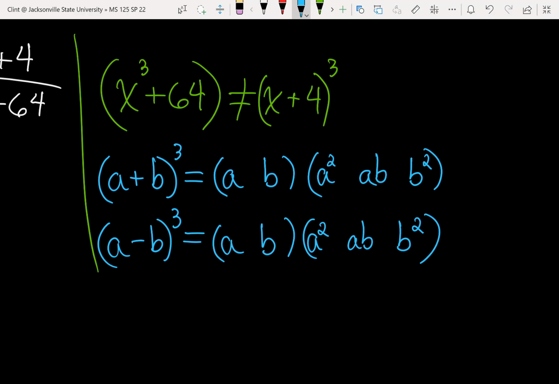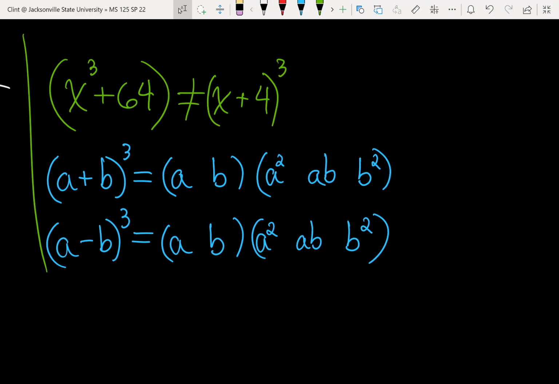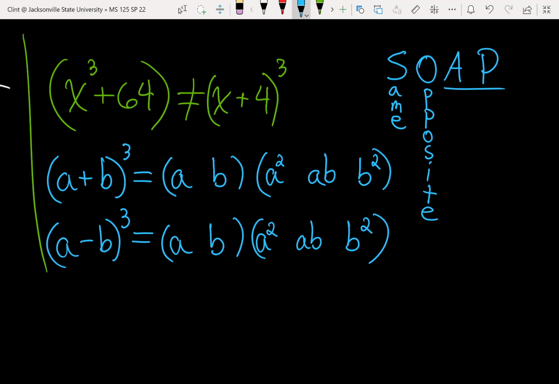The only part that's different are the signs in there, and there's a way you can remember the signs. The way you can remember the signs is SOAP. So first sign's going to be the same as you started with. Second sign's going to be the opposite of what you started with. And then the last one is always going to be positive.